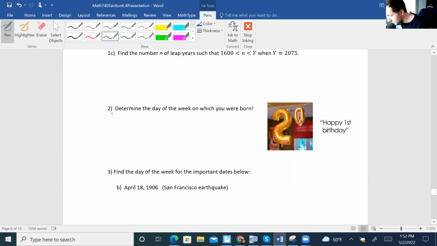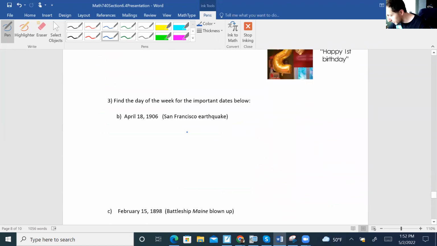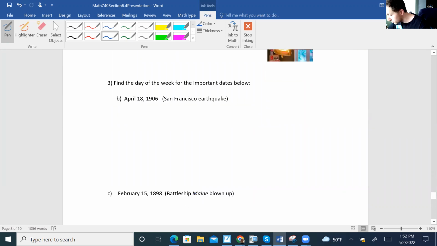This is kind of a fun one. You can determine the day of the week on which you were born, so everybody will get a different answer for that one. A lot of these are in the back of the textbook, so you can check. I picked out, when did the San Francisco earthquake happen? When did the battleship Maine blow up?